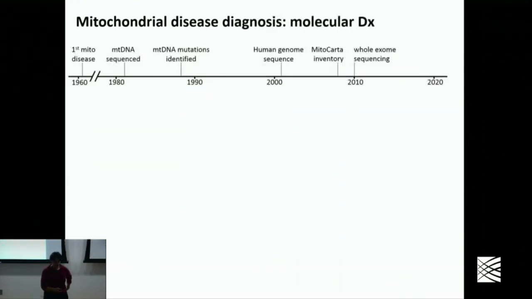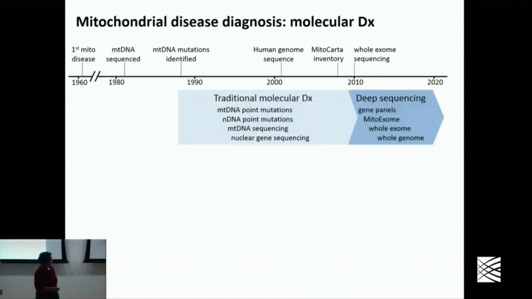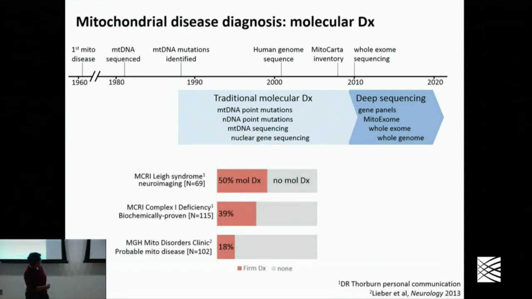So the history of genetics for these diseases started with the first mitochondrial disease being described in the 60s. Mitochondrial DNA was first sequenced in 1981. The first mutations were identified in '88. And since then, as more genes have been identified, there's been traditional molecular diagnosis to sequence one gene or a panel of genes. So how successful have these been? Well, by 2008, for the most severe, pediatric lethal, infantile lethal ones, we could, by candidate gene sequencing, get about half of the cases.